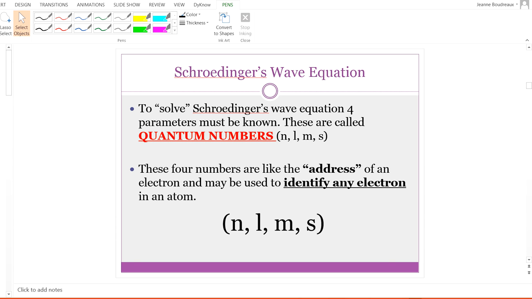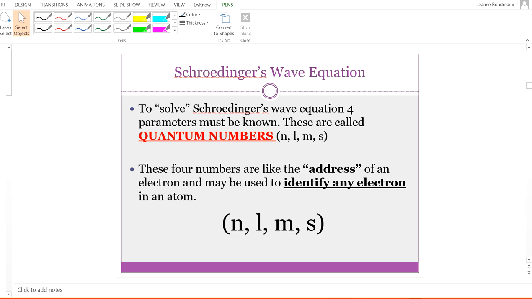It's kind of like this. You have a house address. There's a number, there's a street address, there's a city, there's a state, there's a zip code, and we know that that's your home address, but we don't know exactly where you are in your house at every given moment.